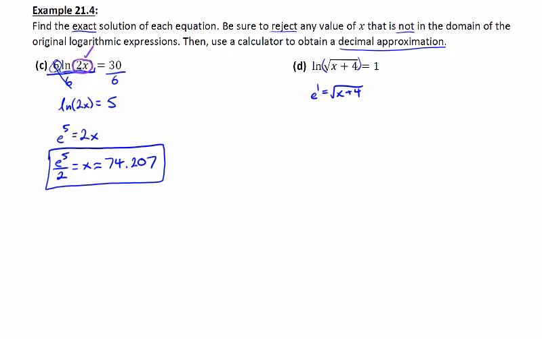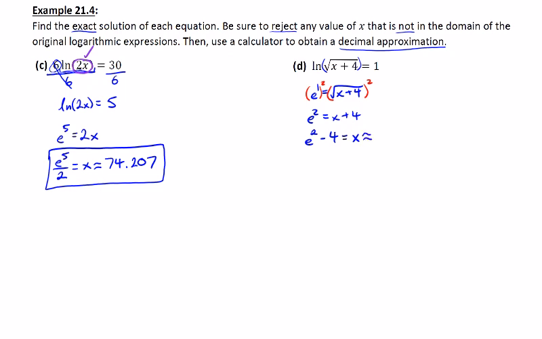So now I'd want to look into solving this further by squaring both sides, so that way I can get the square root and the square to effectively cancel each other out, leaving me with x plus 4 on the right hand side and e squared on the left. Now I will subtract 4 from both sides, getting the statement e squared minus 4 is equal to x. Again, that represents the exact solution.